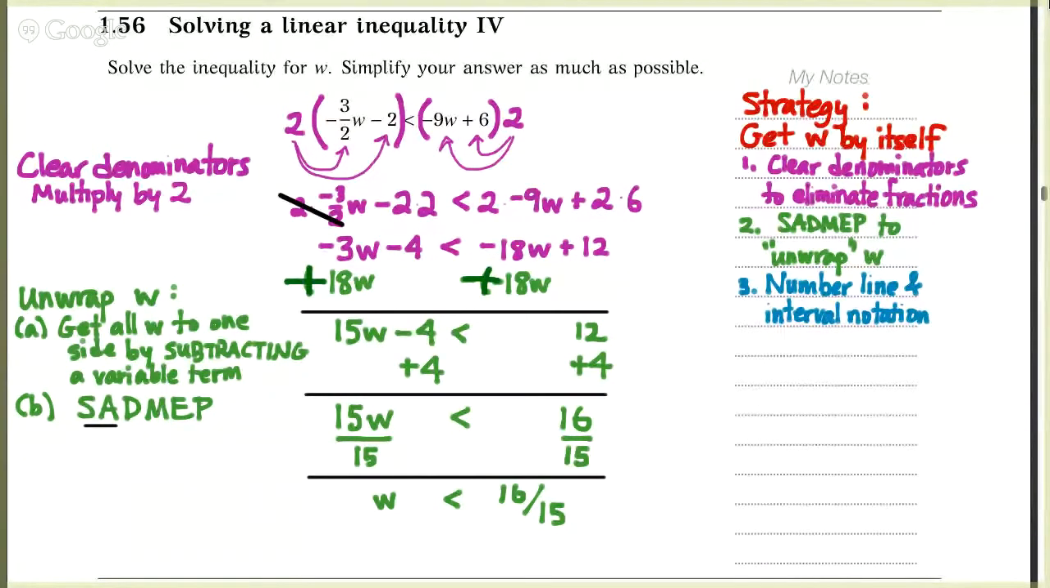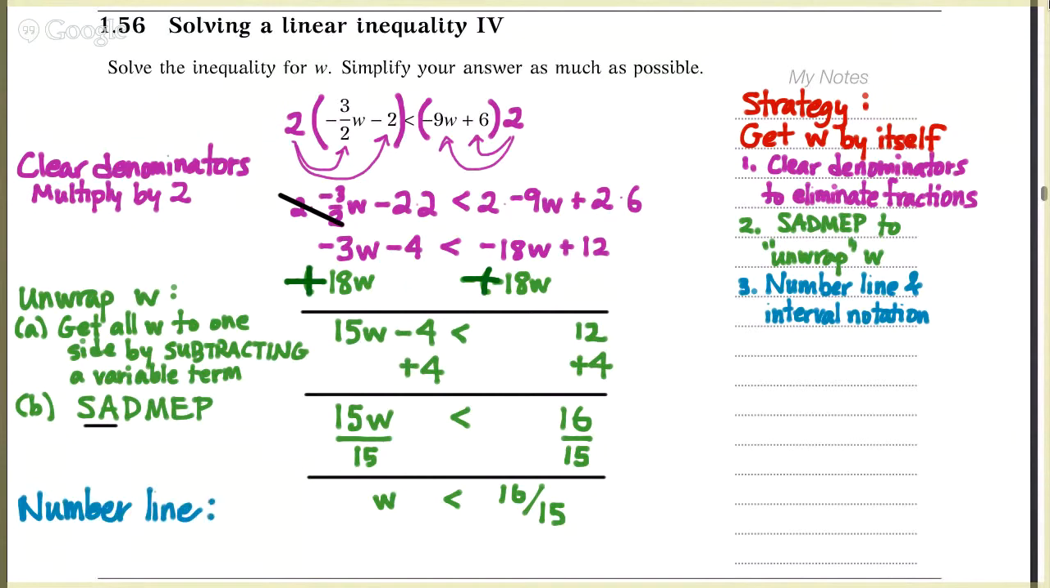Now, the question didn't ask us to do this, but I might on an exam, or a different question might ask you to do this. Let's visualize this inequality, not just as an inequality as it's written here, but also let's depict it on the number line, and let's write it in interval notation.